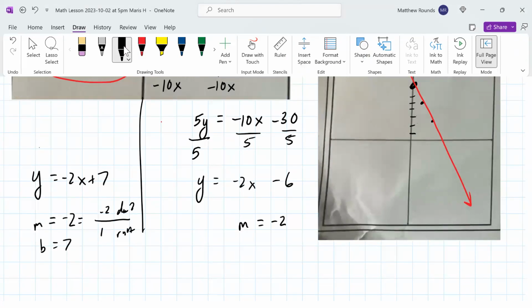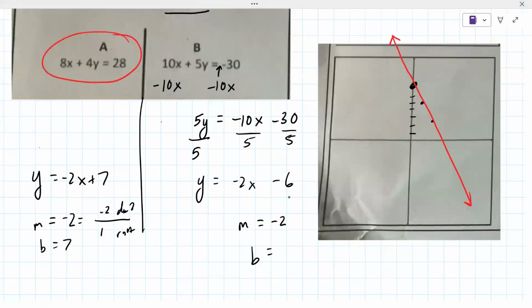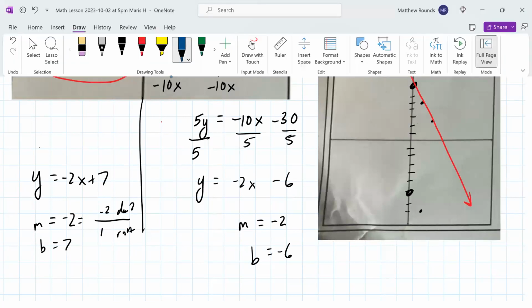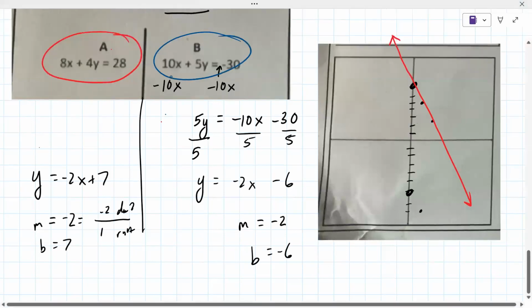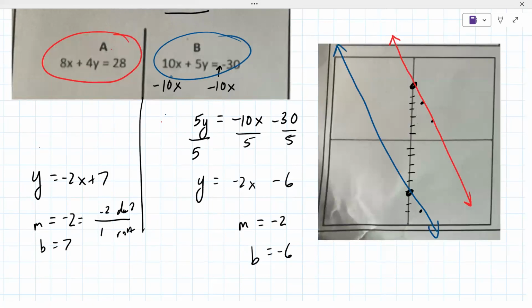The other one here has a b value of -6: 1, 2, 3, 4, 5, 6. Again, not really to scale, but its slope is also -2, and we know that it's parallel. So you can almost just draw that line. I don't think they're trying to get you to be super accurate with your graph. They just want you to show that they're going in the same direction.